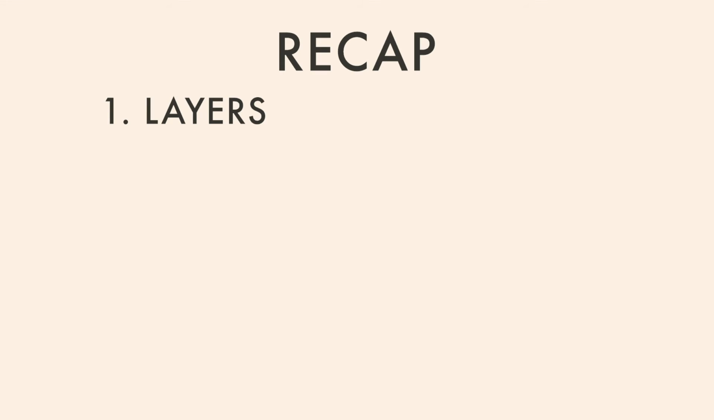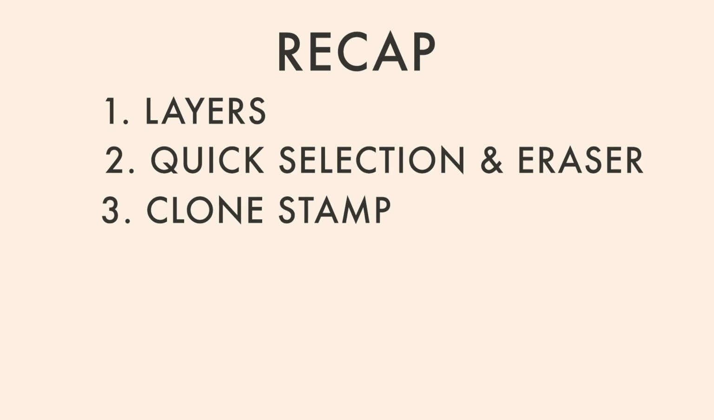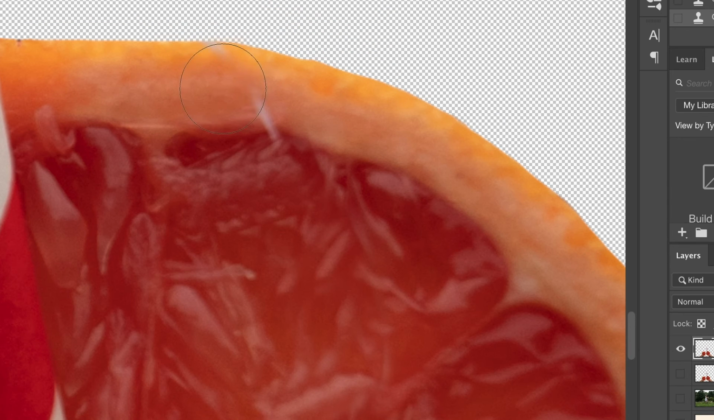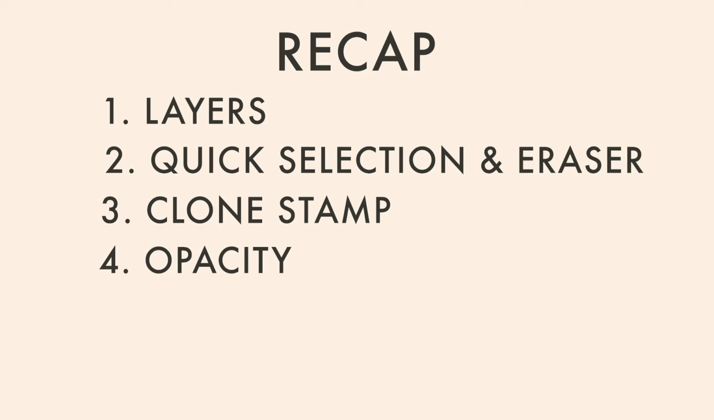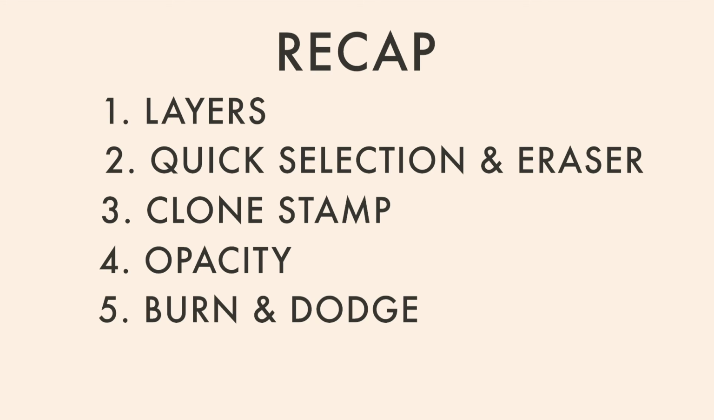For a quick recap of everything we did. First of all, in Photoshop, it's all about the layers. Then to crop out the photo that you want to combine things with, you can use the quick selection tool and then the eraser tool. Third one is clone stamp, for when there is something that you need to fix a little. If you have something that is a little bit sheer, then take the opacity down a little bit on that layer, or do that with the eraser tool. And last, if you need to create some shadows or highlights to make it look realistic and blend together, use the burn and the dodge tool.